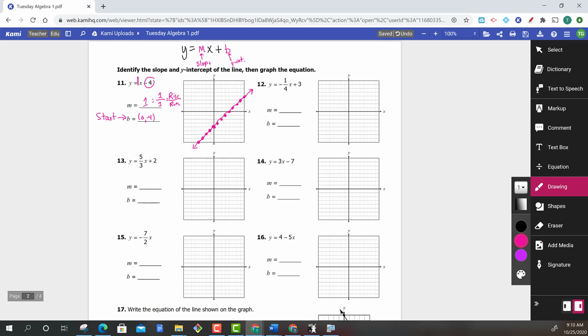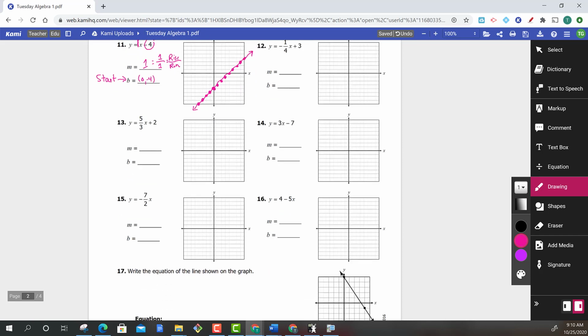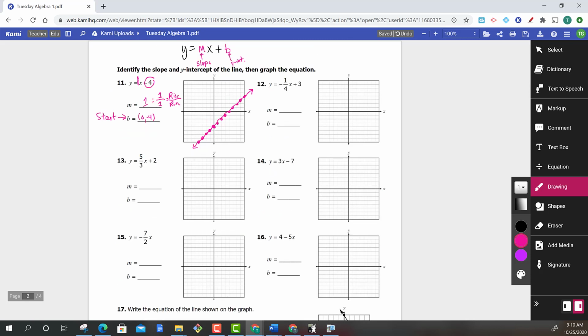Let's look at one more, number 12. Number 12, our y-intercept is 0, 3. Just that point right there. Our slope is negative 1/4. Remember, we can write that 1 at the top, or we can write it with the number at the bottom, or we can write it with the number in the middle. Either one works.